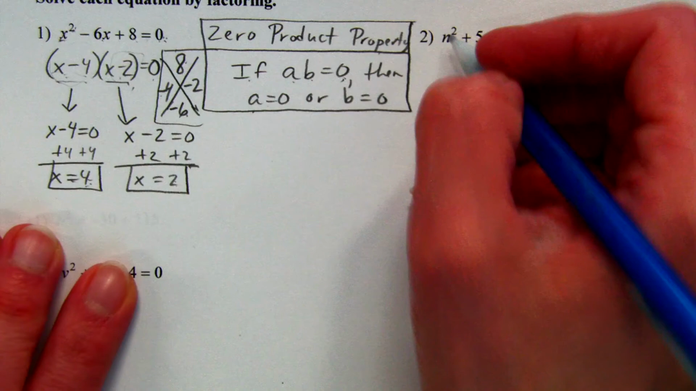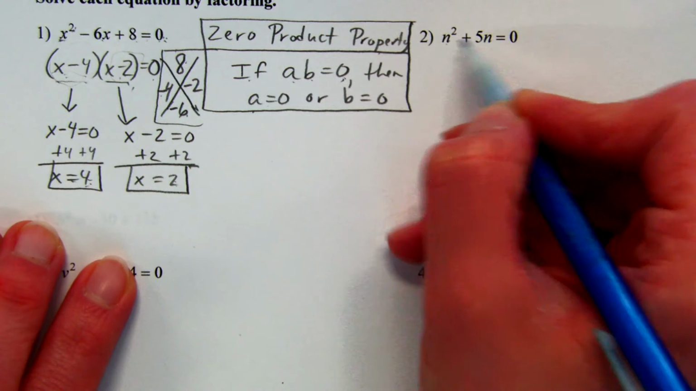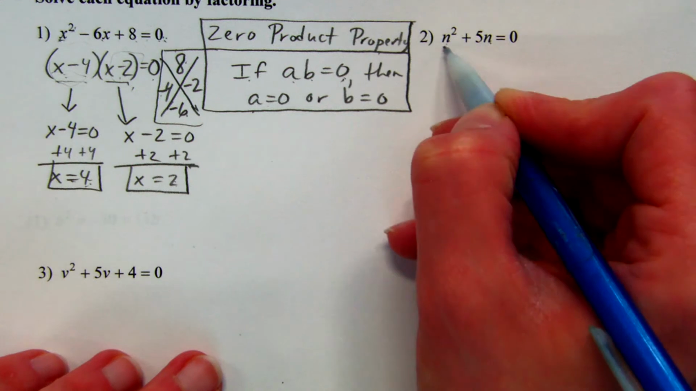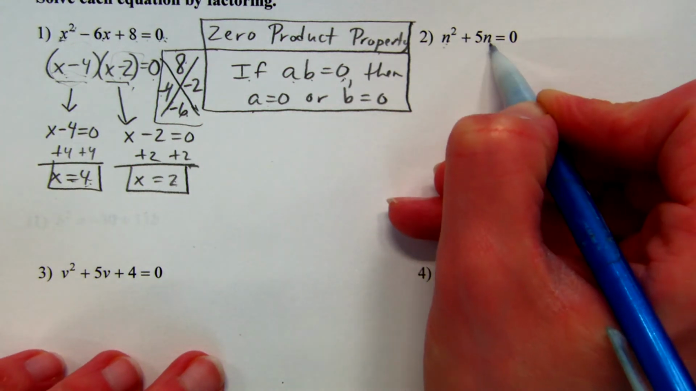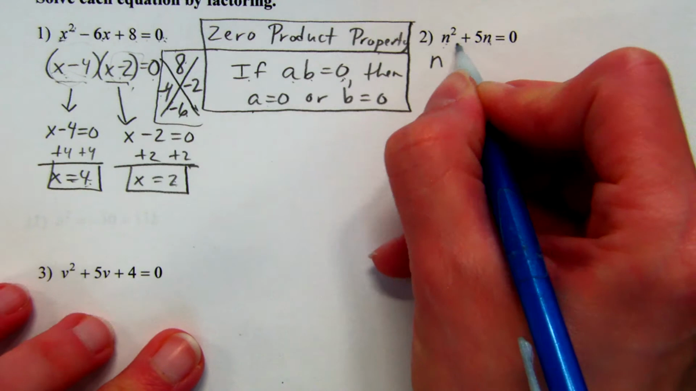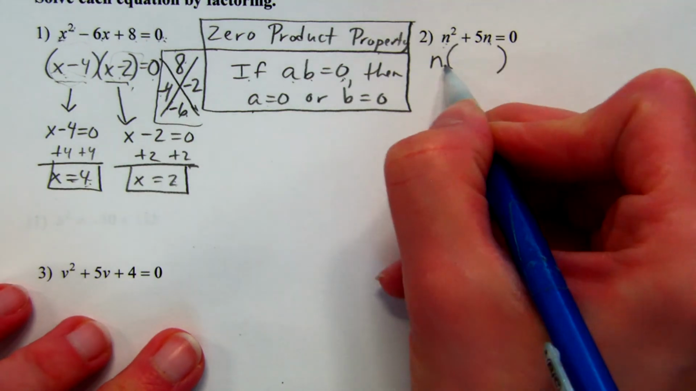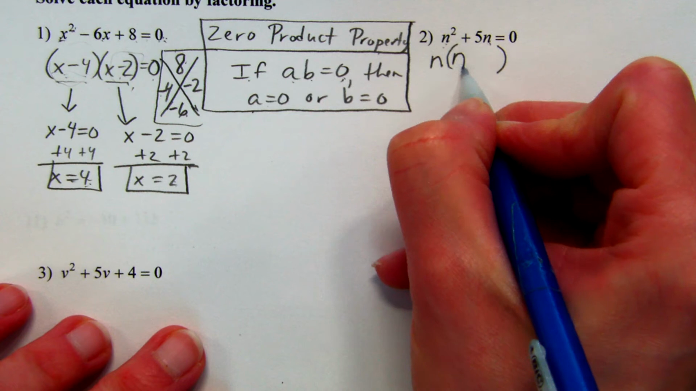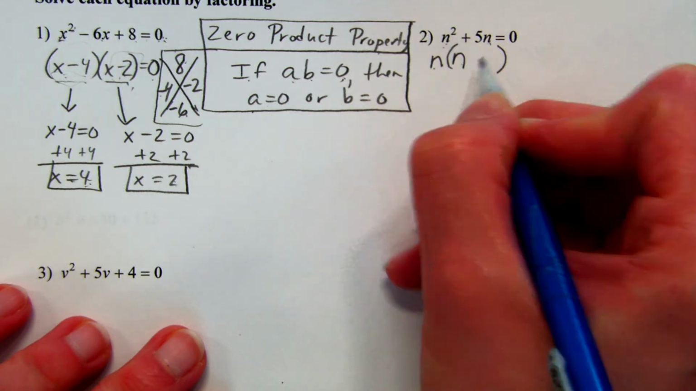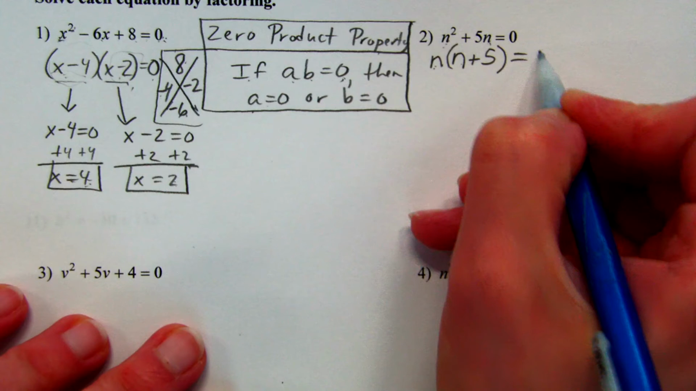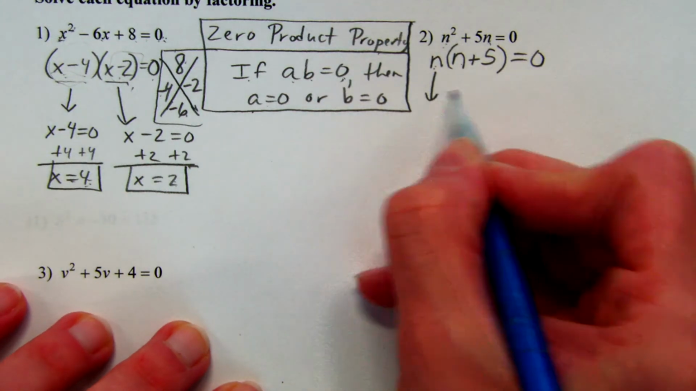Okay, so let's look at number 2. Now, number 2 only has 2 terms. The first thing you should always look for is if there is a common factor we can take out. There is an n we can take out. So not a number, but there's an n. So we could take an n out of both terms. So if I do that, what do I take times n to get n squared? n. n times n makes n squared. And what do I take times n to get 5n? 5. So we still have 2 factors.